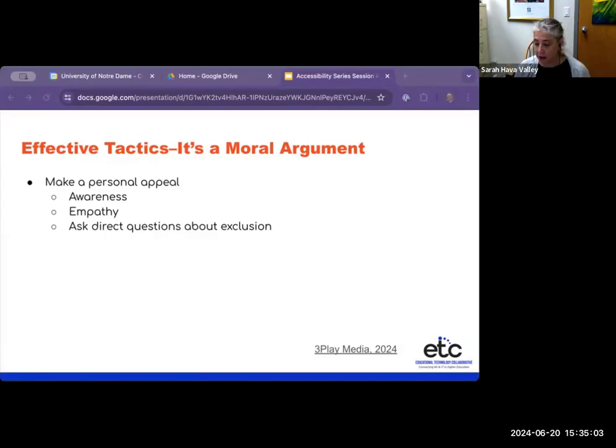And then educate yourself on those things as much as you can. And then you want to try and create empathy, right? You want to identify with the situation of the person that is going through this. And then one of the best ways to do that is to just ask direct questions about exclusion.